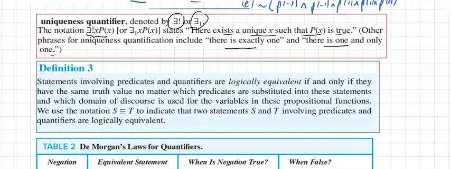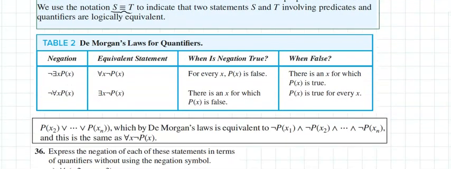Definition. Statements involving predicates and quantifiers are logically equivalent if and only if they have the same truth value no matter which predicates are substituted into each statement and which domain of discourse is used for the variables in these propositional functions. So this is the notation for equivalent. Now there is a De Morgan's law which states the negation of this is the equivalent of what's here.